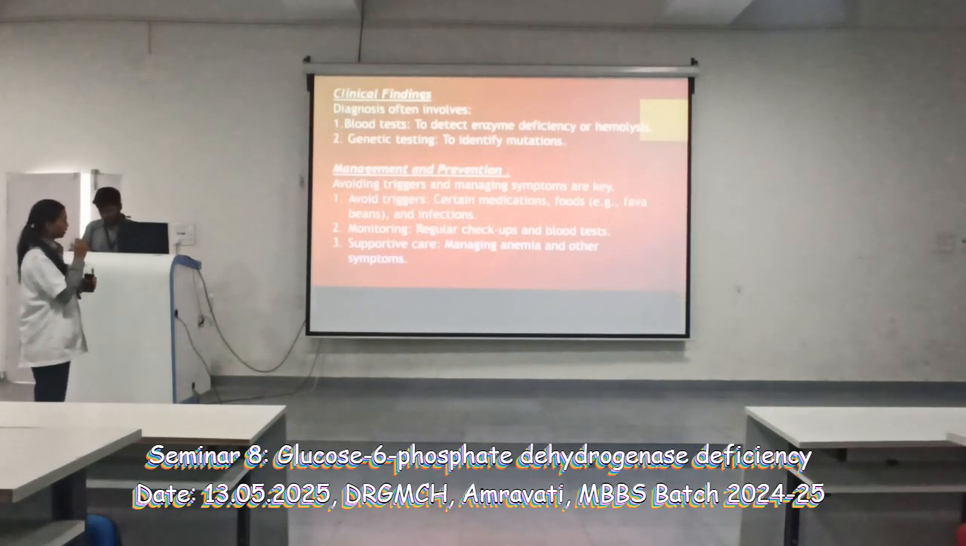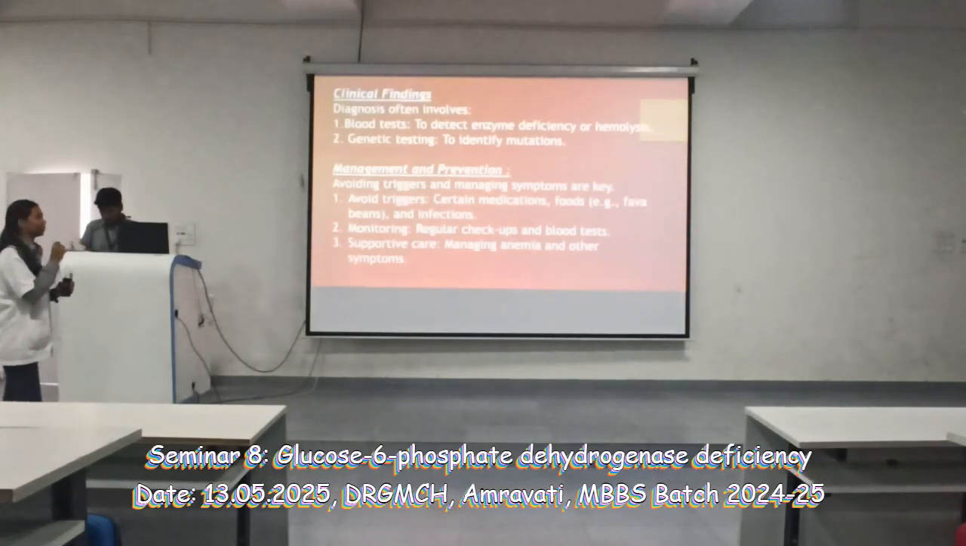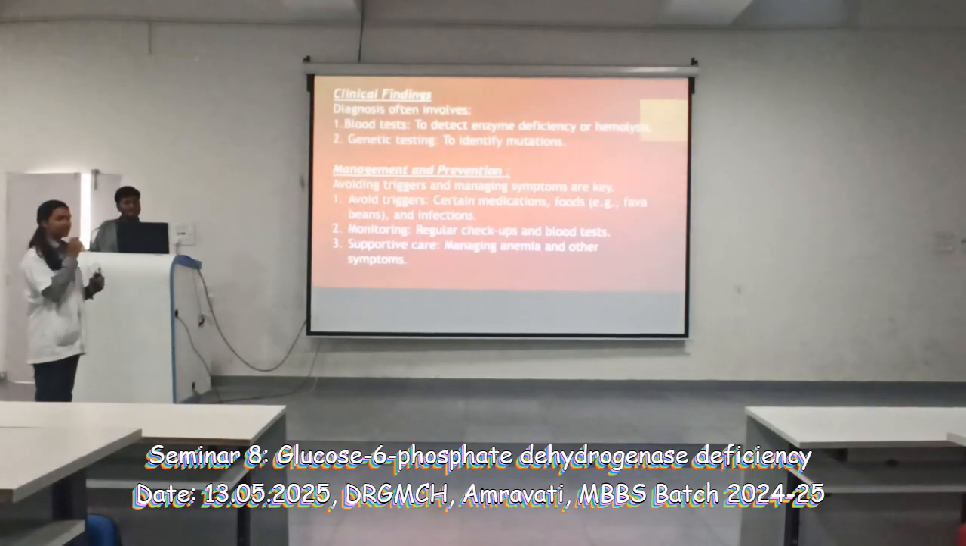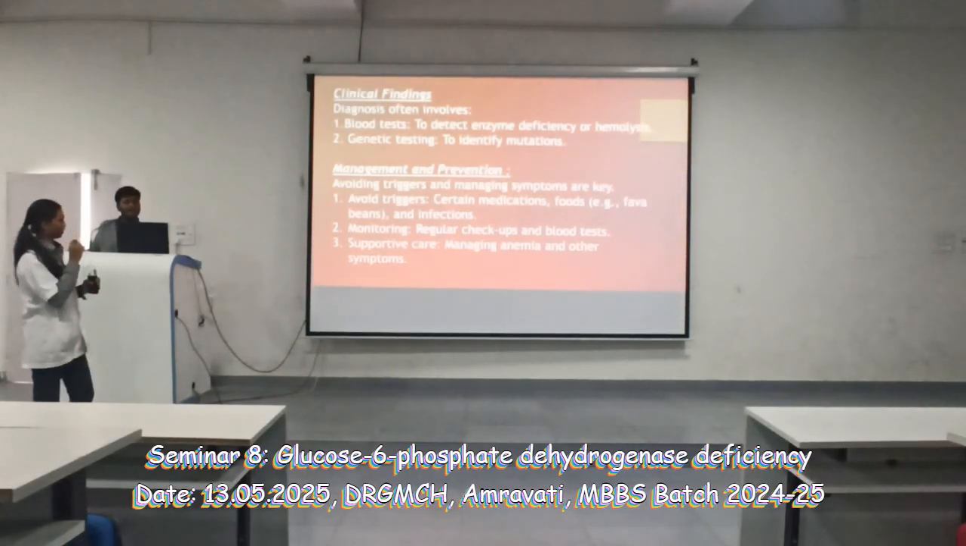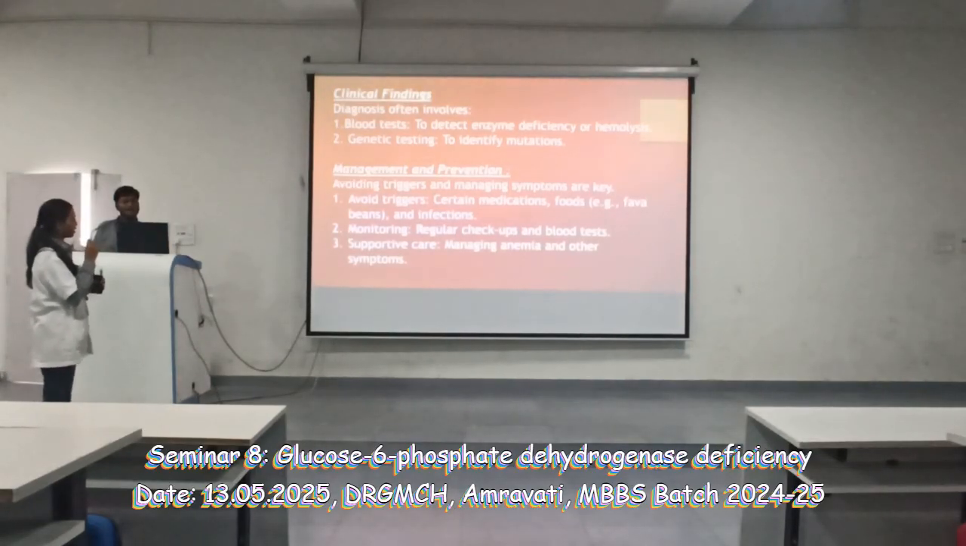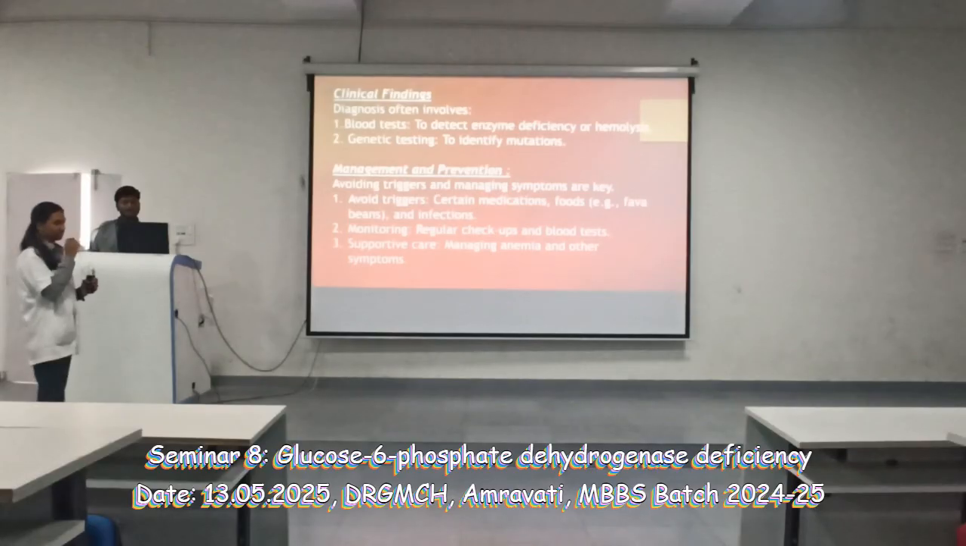Firstly, avoid triggers. Second, monitoring. Third, supportive care. Avoid triggers: certain medications, foods, for example fava beans, and infections. Monitoring: regular checkups and blood tests. Supportive care: managing anemia and other symptoms.